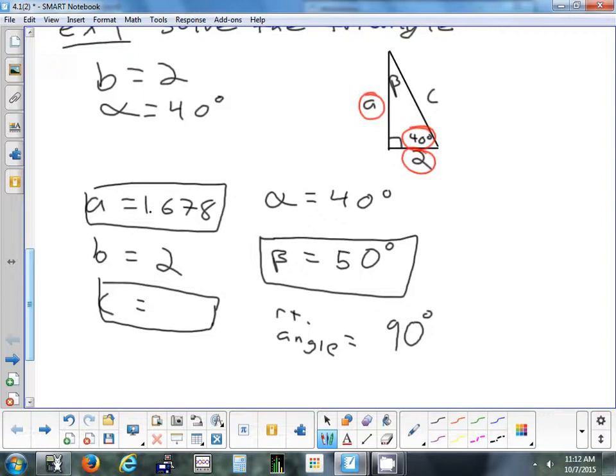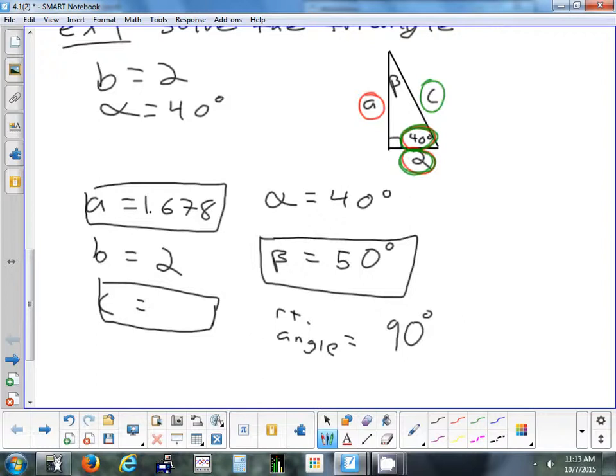So if we want to find C, we're going to go back to the two pieces of information that we're given. We were given this, and we were given that. Now we're focusing on everything that's circled in green. We want to find C. We were given the 2, and we were given the 40. Forget about A. A's done, we're not using A.